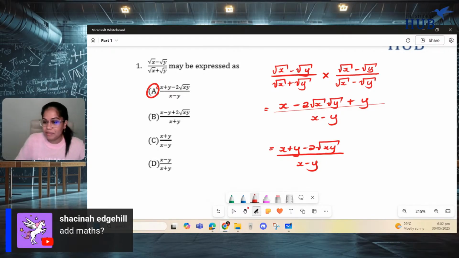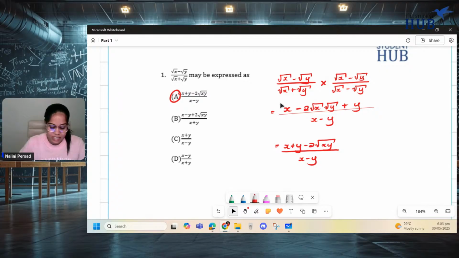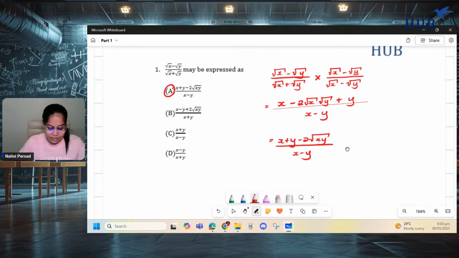So this here is actually pure maths. If you did add maths, some of it will look nice to you. You understand pure maths unit 1 if you have a solid understanding of add maths. But this is pure maths questions.